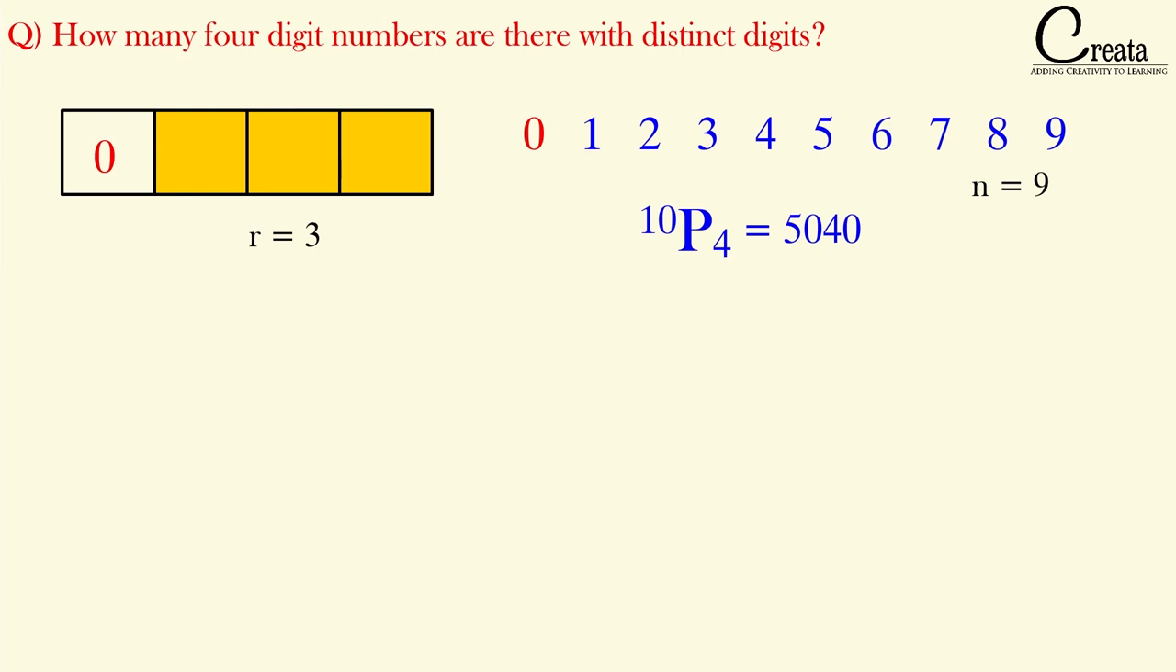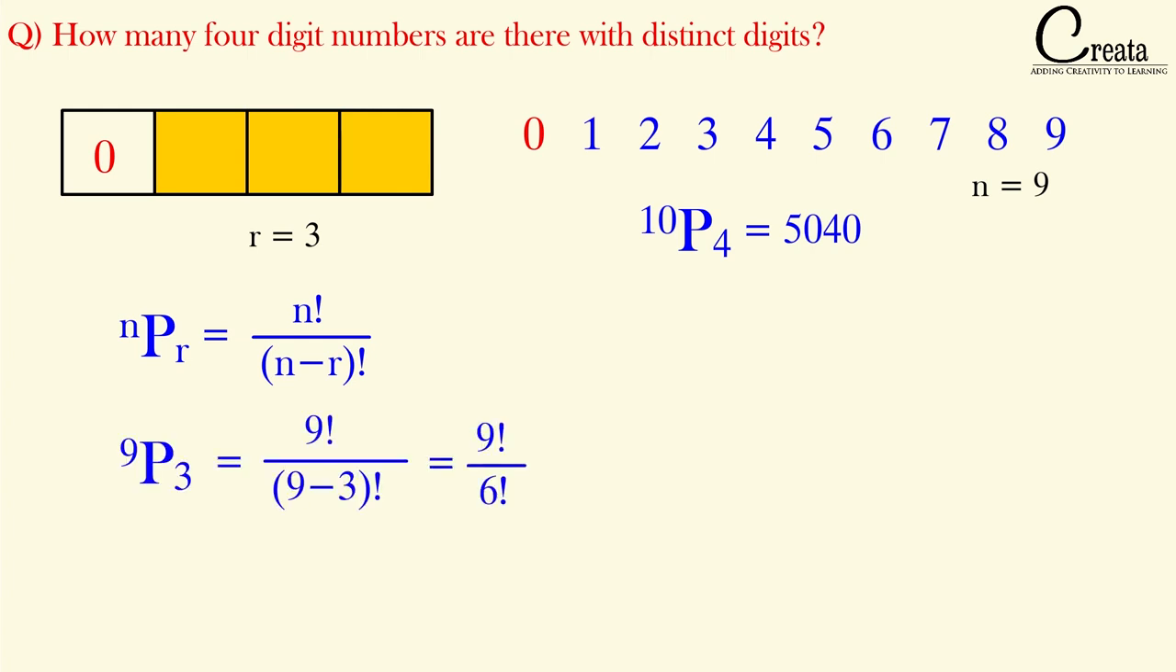So we can apply the formula of the permutation, nPr, that is n factorial upon n minus r factorial. Let's put the values. We got our answer as 504. So out of these 5040 numbers that we have calculated, 504 numbers are 3 digit numbers. So our required number will be equal to 5040 minus 504, that will be equal to 4536.